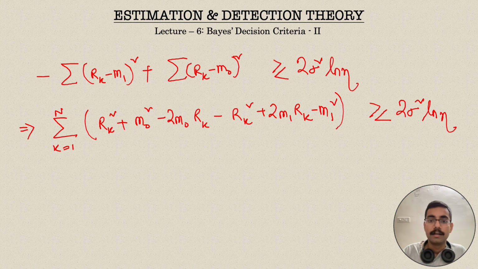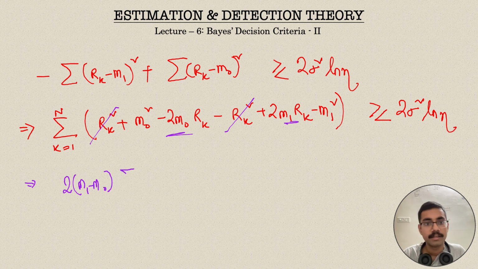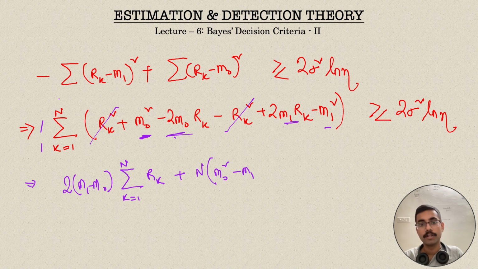Now let's just cancel out the terms. rk square and rk square get cancelled out here and we'll be left with 2 times m1 minus m0. Because m1 and m0 are constant, this will be multiplied by the summation for k equals 1 to n of rk. And from this expression, m0 square and m1 square are constant and would be summed up n times. So we would have n times m0 square minus m1 square. This would be either greater than or less than 2 sigma square ln eta.